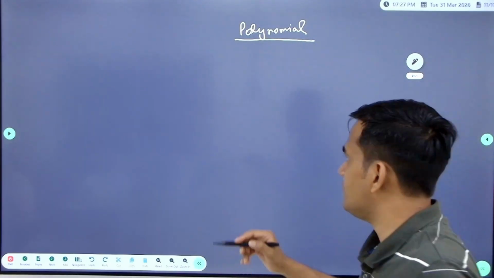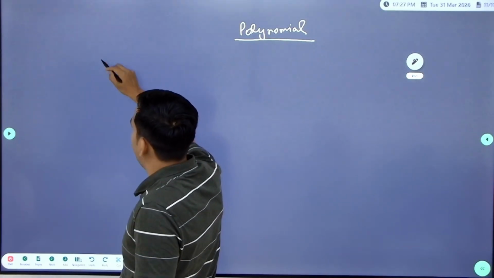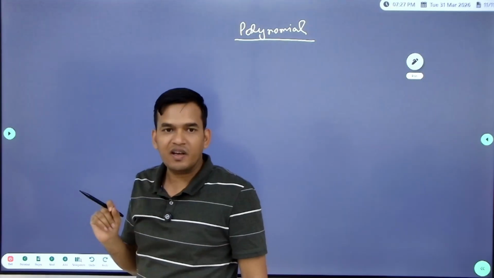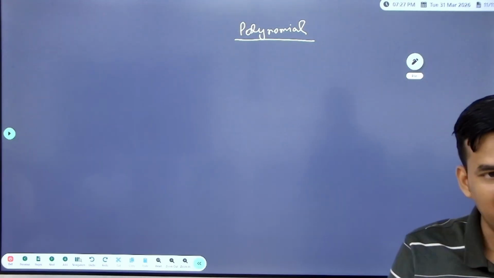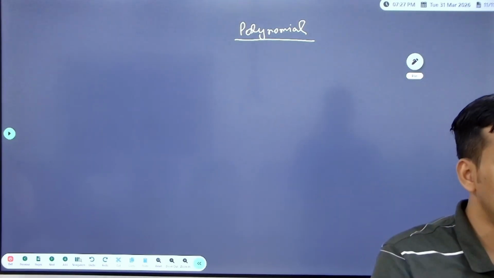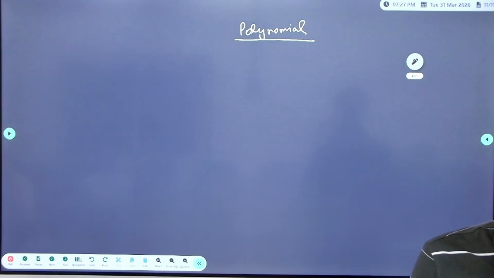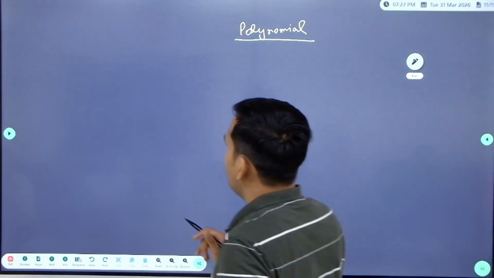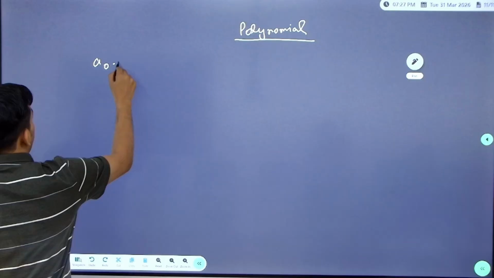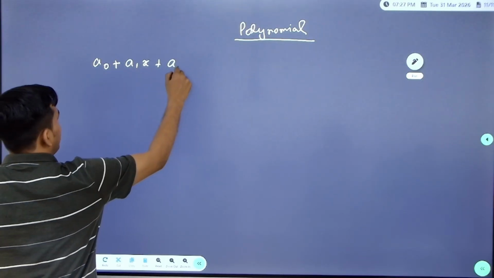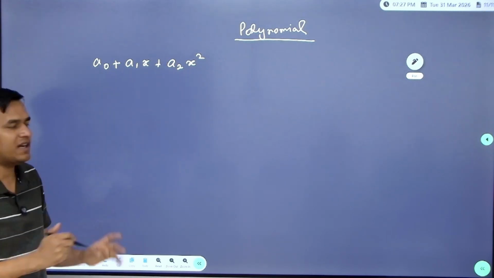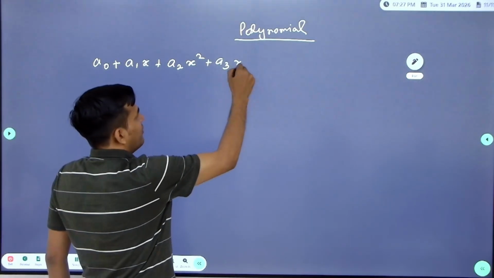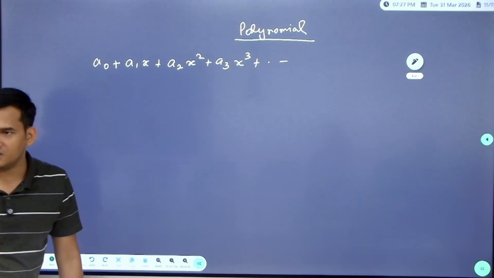Polynomial is an expression which contains only one variable, which contains a variable having different powers, and the power of the variable is a whole number. It can be 0, 1, 2, 3, but it cannot be negative or a fraction. So in a polynomial, the power of the variable is a whole number, like this: a0 plus a1x plus a2x square. Here x is the variable and the power of the variable is 0, 1, 2, 3 and so on. Power can be anything, but always a whole number. So this is a general polynomial.